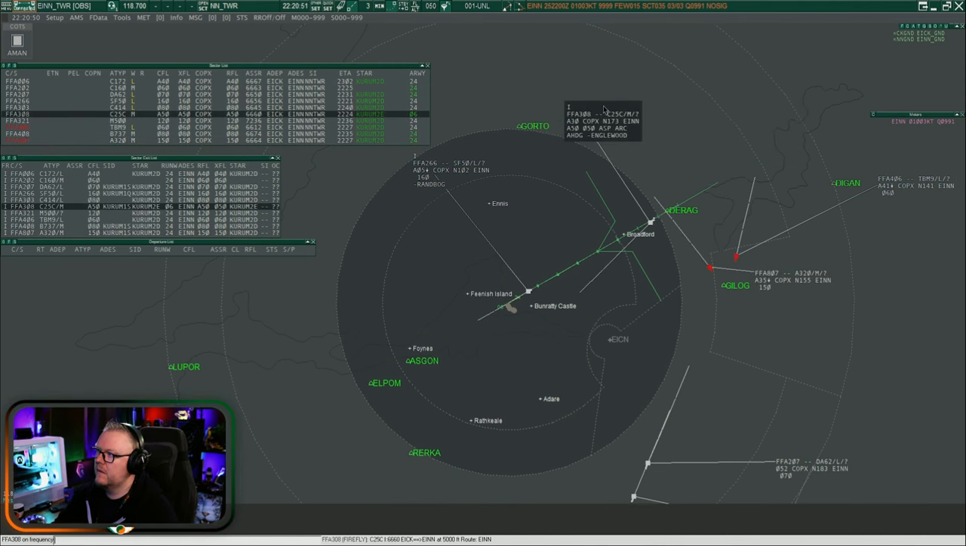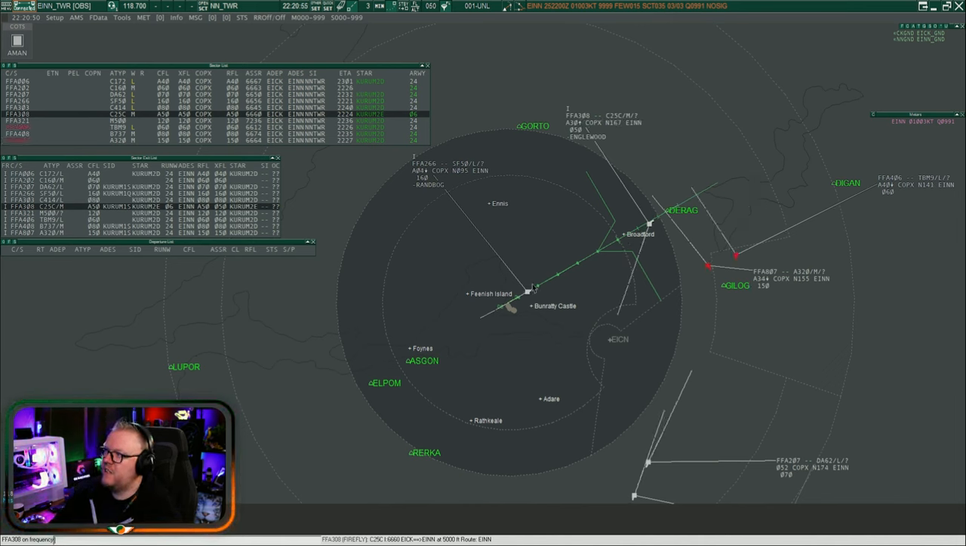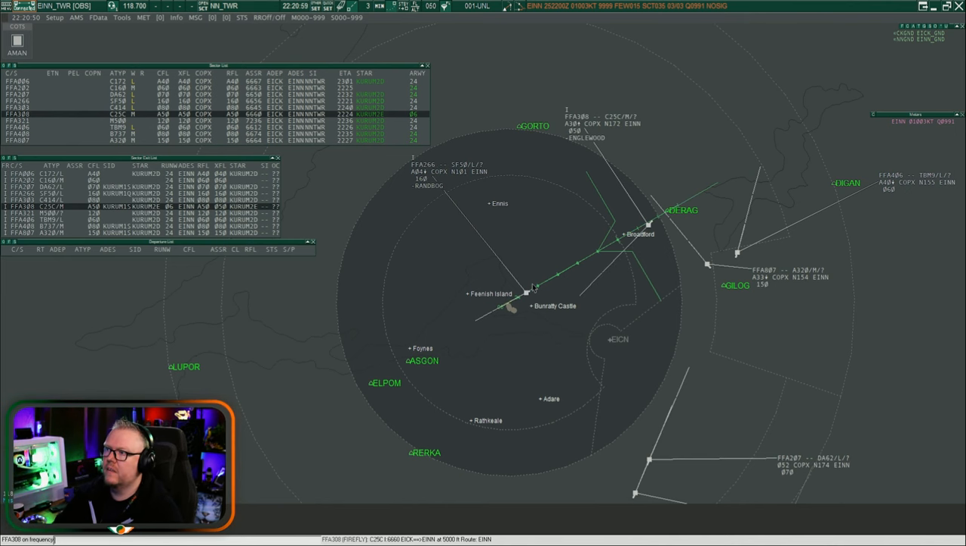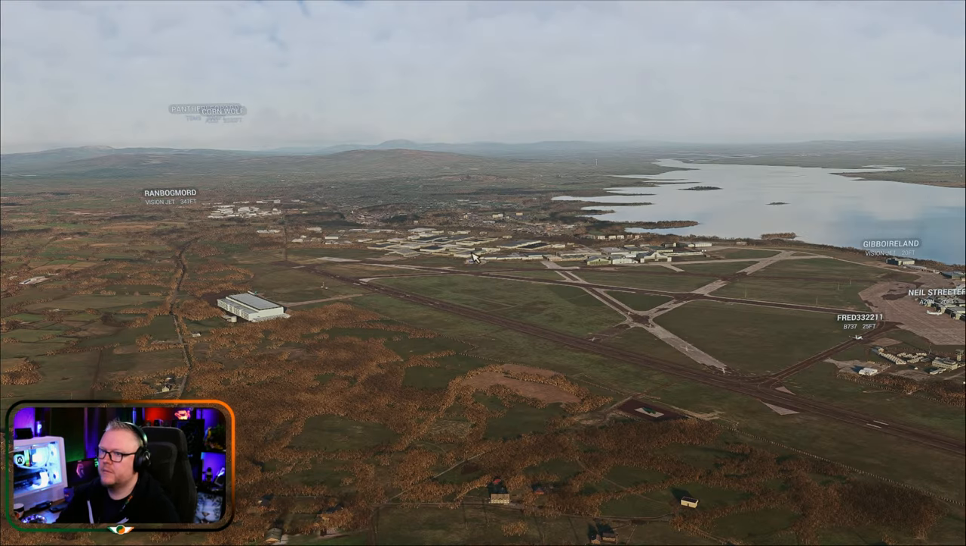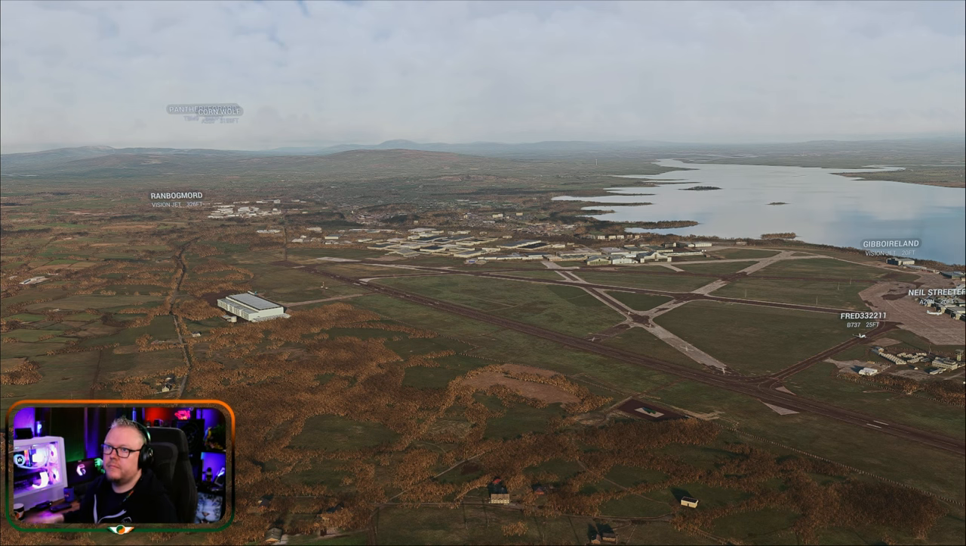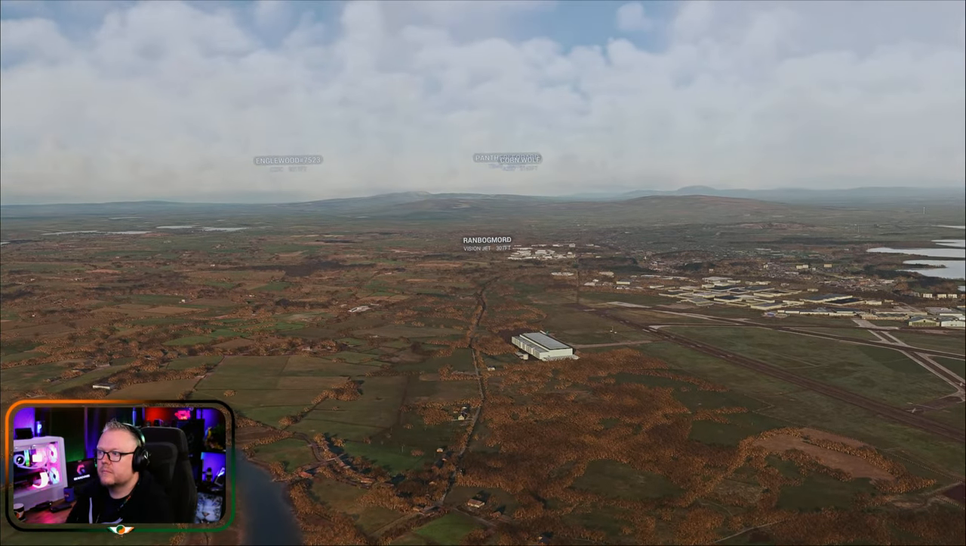Shannon Tower, Firefly 308 established on localizer runway 24. Firefly 308, continue approach. You are number 2. Expect late landing clearance. Continue approach, number 2. Expect late clearance.